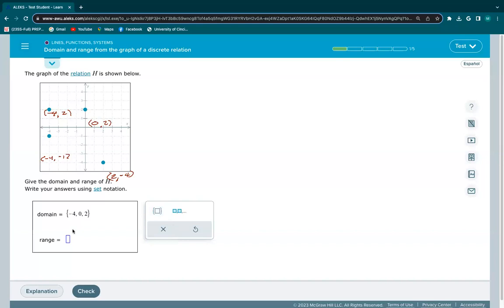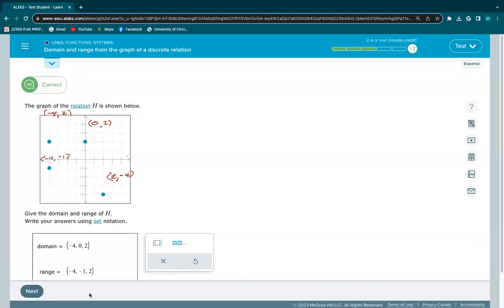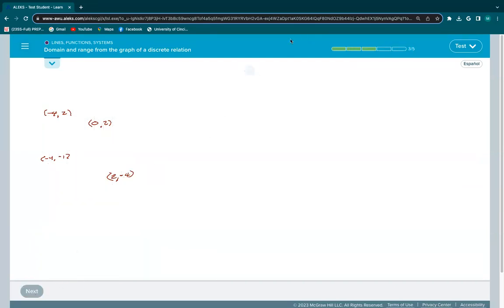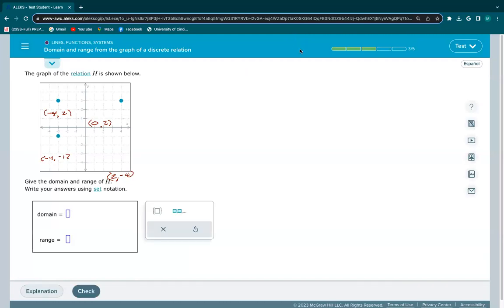So those are my x's. Remember, I don't have to write the repeats. And now with the y's, I'm going to start from the lowest and work my way up. So I have a -4, I have a -1, and then I have those 2 points at 2. So I'm only going to do the 2 once, but I need a comma. All right, and we'll check our answers. And we are good with that one, and we will get our last one and be done with this topic.